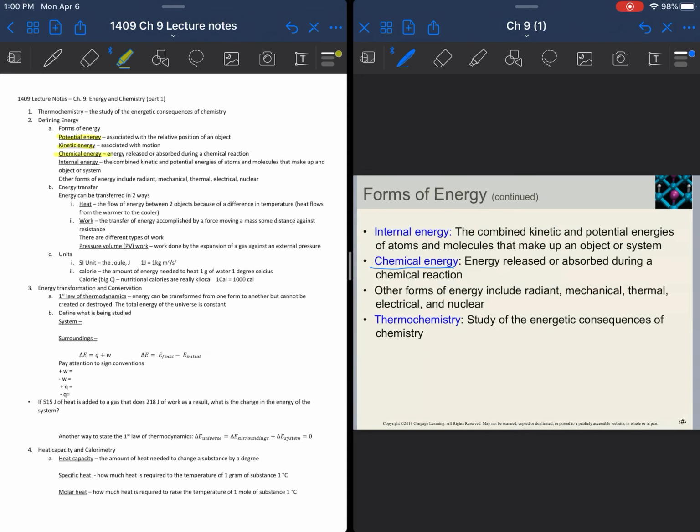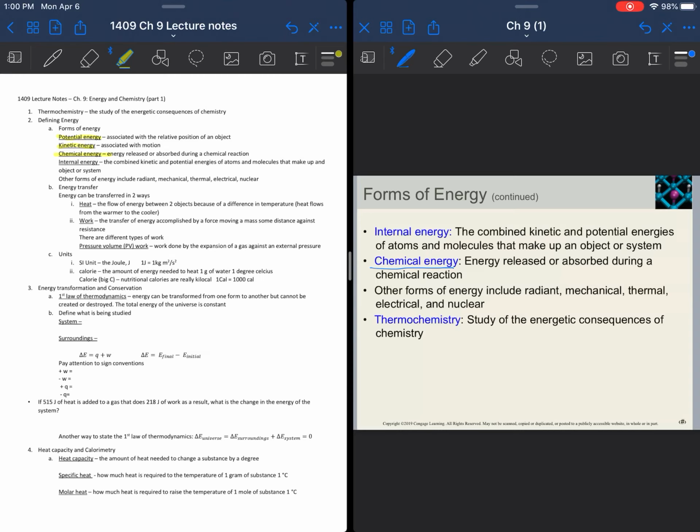Now, energy is categorized in other ways as well. For instance, chemical energy. This is what we're going to be interested in as we're in a chemistry class. And that's going to be energy released or absorbed during a chemical reaction. Energy that is released or absorbed when bonds break and bonds form.